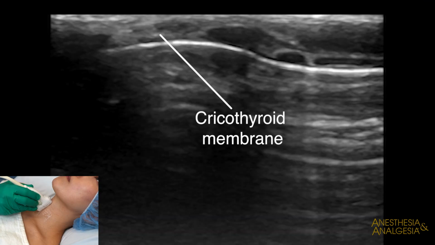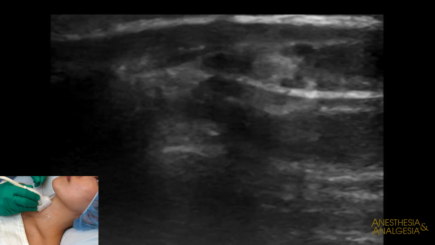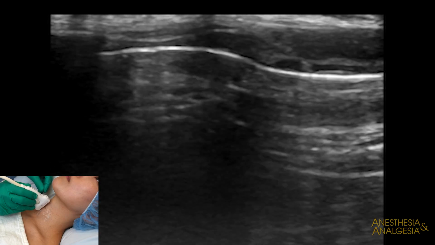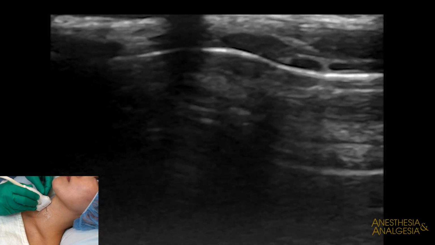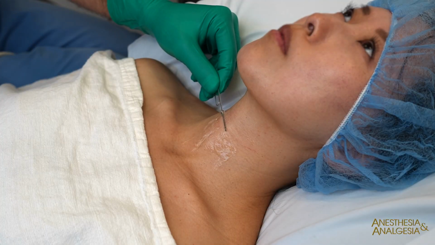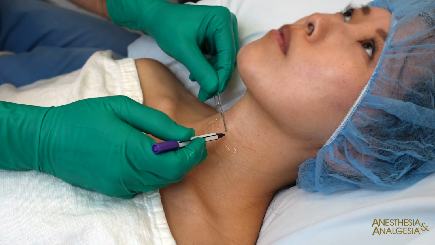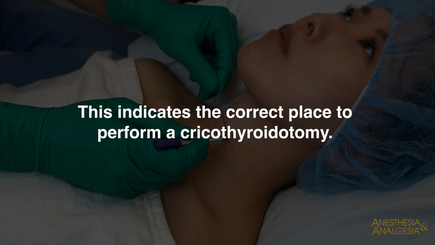Center the cricothyroid membrane on the screen. Place an indicator under the ultrasound probe on the skin and position it at the level of the cricothyroid membrane. Use the indicator to mark the cricothyroid membrane on the skin. This indicates the correct place to perform a cricothyroidotomy.